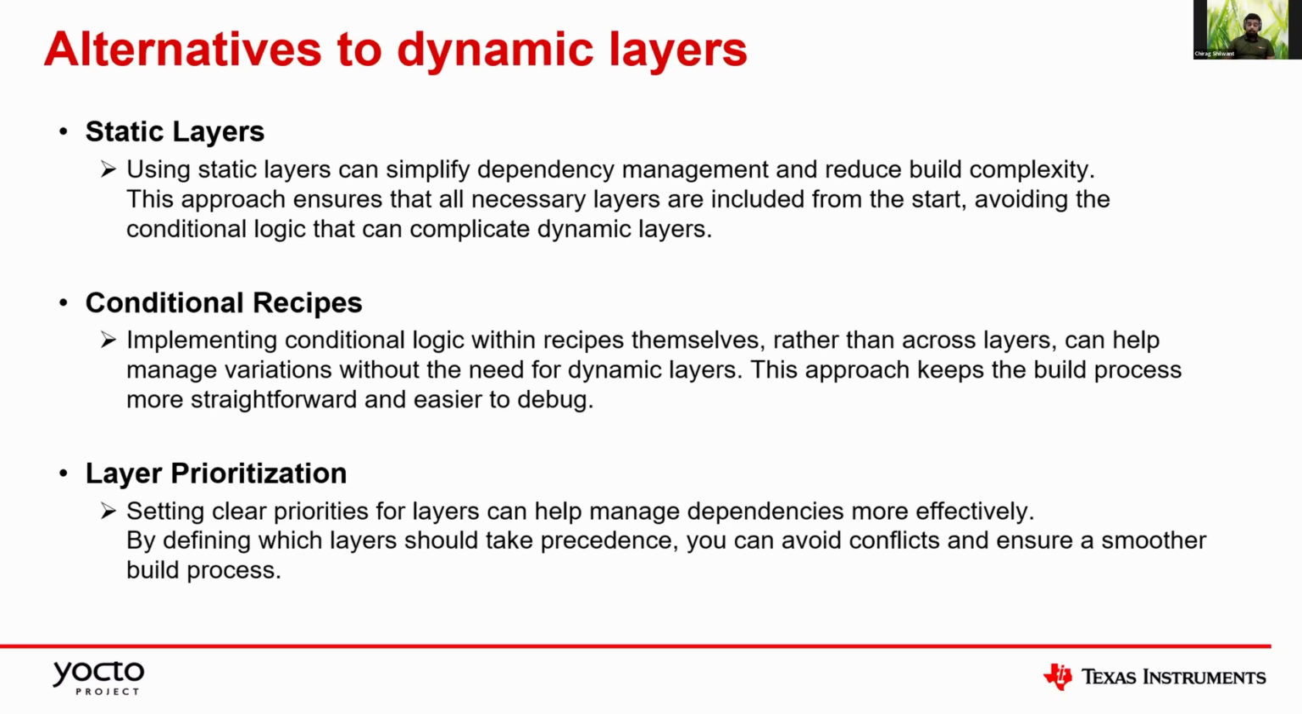Secondly, implementing conditional logic within the recipes themselves, rather than across the layers, can help manage variations without the need of dynamic layers. Basically, you can have a conditional statement wherein you will deploy some of the features for a specific hardware. This approach keeps the build process more straightforward and easier to debug. And lastly, layer prioritization. Setting clear priorities for each layer can help manage dependencies more effectively.